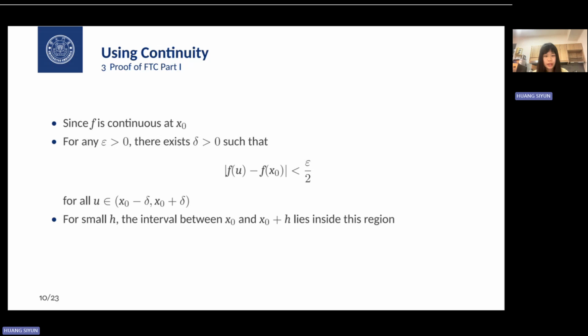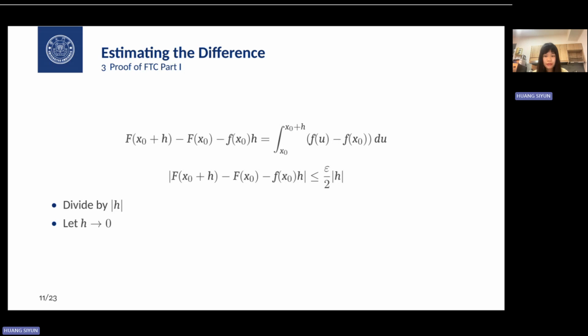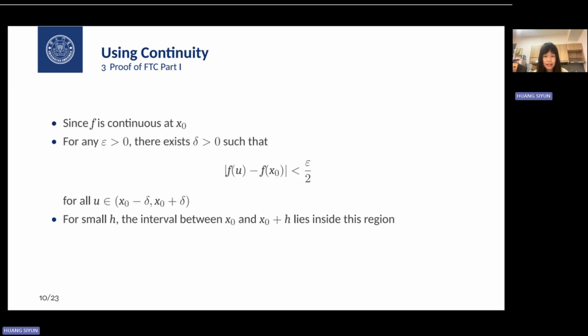Third, we bring in our star player, continuity. Because this function is continuous on a very tiny interval, its values are all nearly the same. So the average value over that interval must be very close to the value at any point inside it, like our point x0. Therefore, as the interval shrinks to 0, the average value converges exactly to f(x0).